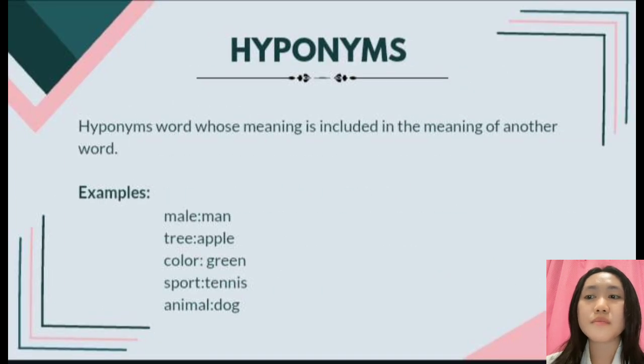So the hyponyms, or hyponymy, is a word whose meaning is included in the meaning of another word. For example, mailman. The meaning of the word man is included in the concept of mail. Likewise, tree, apple; color, green; sport, tennis; animal, dog. So what we find is that the meaning is reflected in the meaning of another word. Move on to the next.